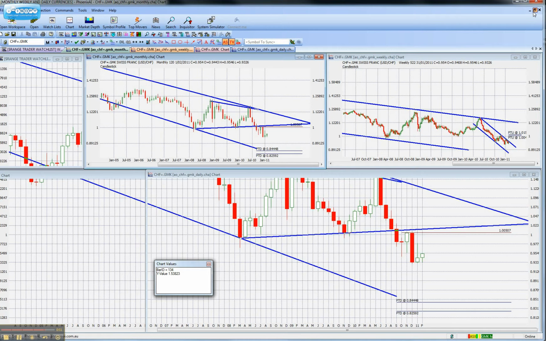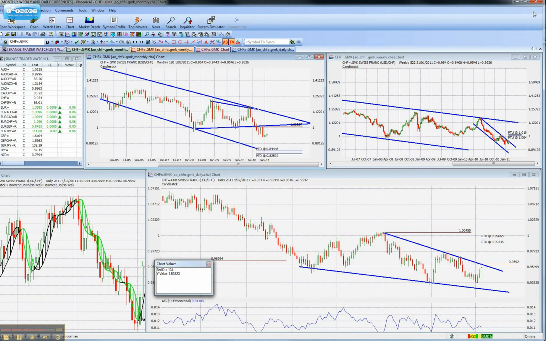So the main point to remember is that 96 level, once it breaks out on a daily, looks like we are going to have some good action. So that's some money in the bag next week. Just keep your eye out.